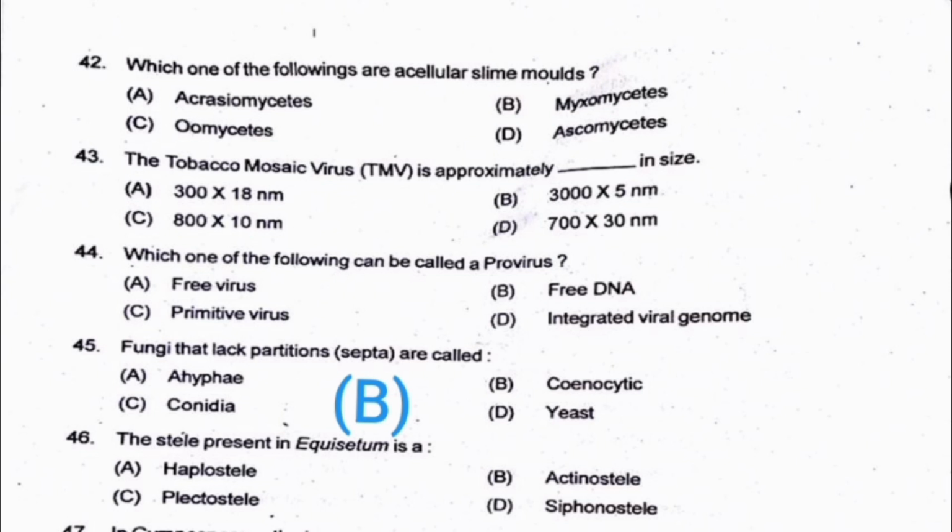Next, question number 46. The stele present in equisetum is a option A, haplostele, option B, actinostele, option C, plectostele, option D, siphonostele. So here the correct answer is option D, siphonostele. Siphonostele is a protostele with central pith and is considered to be the most advanced stele, which is found in equisetum.